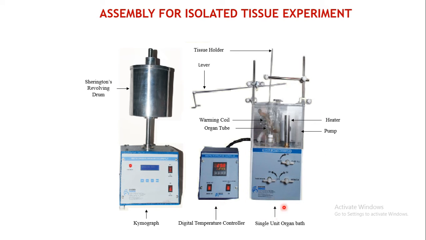This is the single unit organ bath. Okay, this is the organ tube into which you place your tissue. This is the warming coil, okay, through which actually your physiological salt solution will pass, so that it will get heated to the temperature of your water bath which you have maintained. This is the heater, which is actually heating the water in this water bath. So this is the outer jacket which contains water, and this is the pump for continuous rotation of the water. This is the lever and the tissue holder. Okay, so your tissue is tied in between the bend of the tissue holder over here and your lever. So this is to do with the assembly.